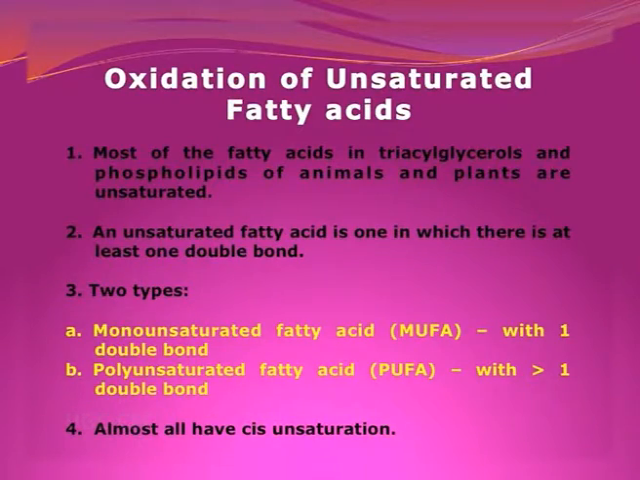Now, what is an unsaturated fatty acid? It is a fatty acid in which there is at least one double bond present in the carbon skeleton. These are of two types: monounsaturated fatty acid or MUFA, in which there is a single double bond present in the carbon skeleton, and the second one is the polyunsaturated fatty acid or PUFA, in which there is more than one double bond present in the carbon skeleton.